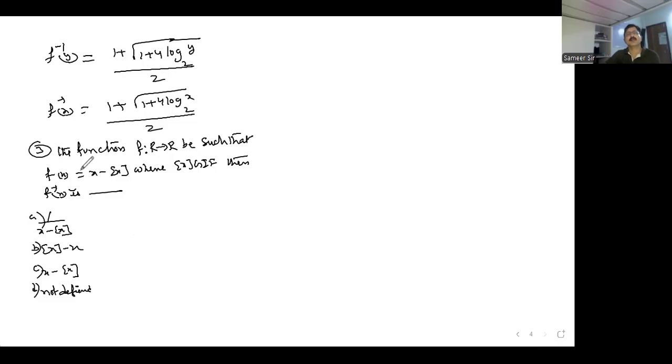Guys, one of the competitive exams has given a question like this. f from R to R be such that f of x is equal to like this. So it is very clear. What he said here, x minus step x he has given. That is nothing but the fractional part of x. We know very well what fractional part of x means, you can write like this. You can draw it diagrammatically. I'll explain here. It will be like this.